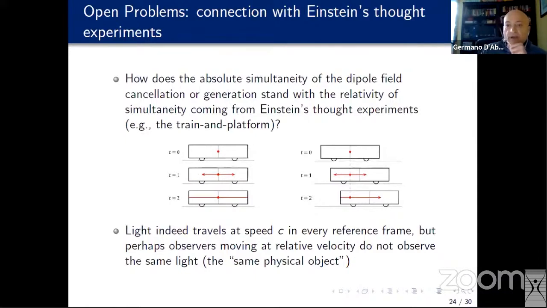Well, if instead one uses a shrinking dipole as a source, so no more a light source, but a shrinking dipole, suppose that the red dot now is the meeting point of a shrinking electric dipole, okay? Then the cancellation of the dipole field at both ends of the train is always simultaneous regardless of the state of motion of the observer, okay?